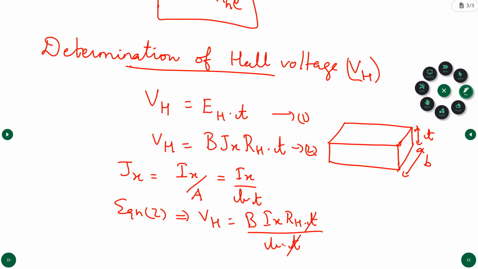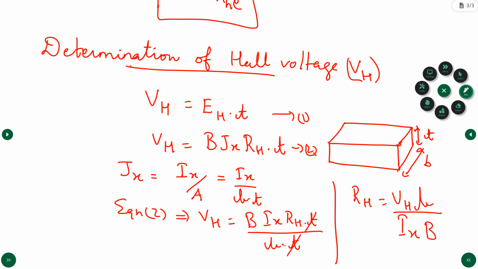So here, if you want to find this R_H from this experimentally, this is how you have to do it. If you want to find R_H from this, you have to just rearrange the equation. So R_H is equal to V_H into b by Ix into B.